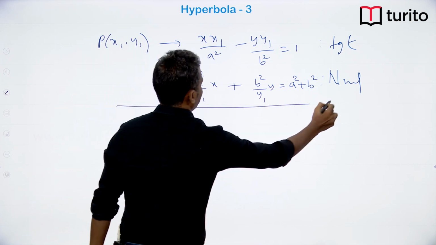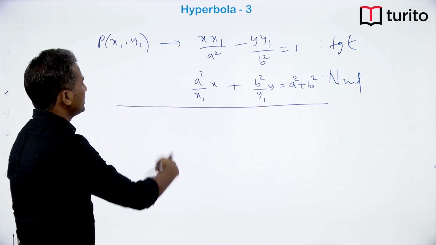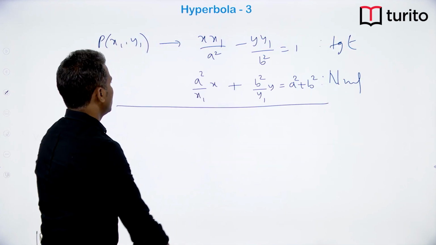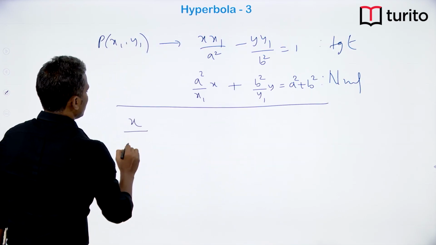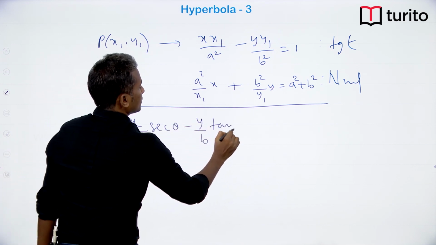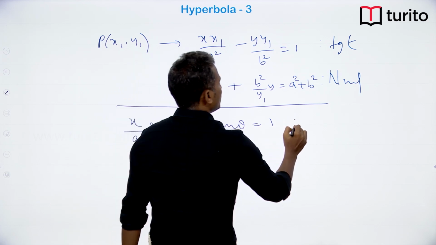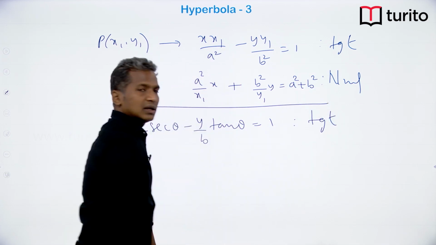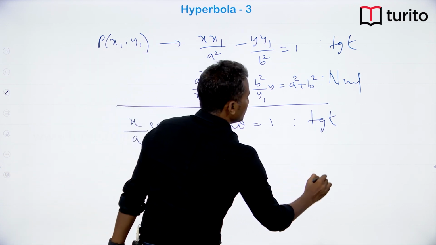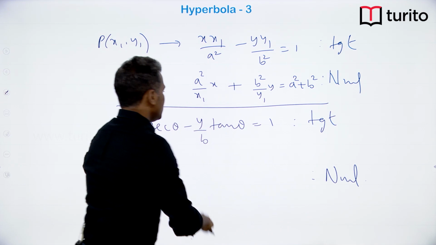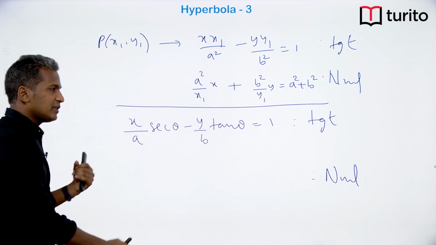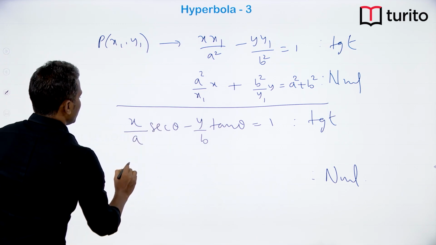And similarly, if we take the other form, what is the other form? x by a into sec theta minus y by b into tan theta equal to 1. This is going to be my tangent, and I am interested in getting the normal here. So, how do we do that? To get the normal, just flip the coefficients, okay. So, what do we do here? Just flip the coefficients. So, what do I get?